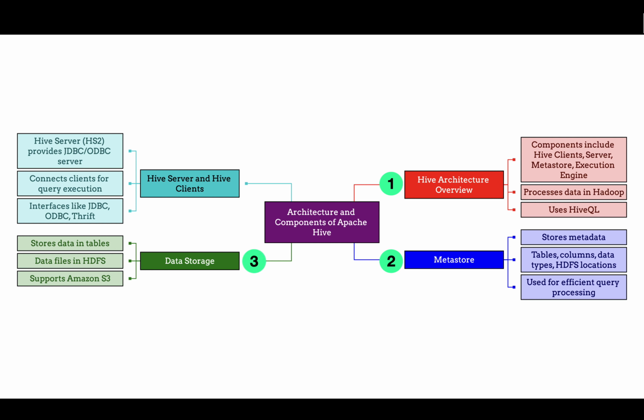3. Data storage. Hive stores data in tables. The data files are usually stored in HDFS, Hadoop Distributed File System. Hive also supports other data storage systems like Amazon S3. 4. Hive server and Hive clients. Hive server, HS2, provides a JDBC/ODBC server to connect clients for executing queries. Clients interact with Hive server via interfaces like JDBC, ODBC, or Thrift.